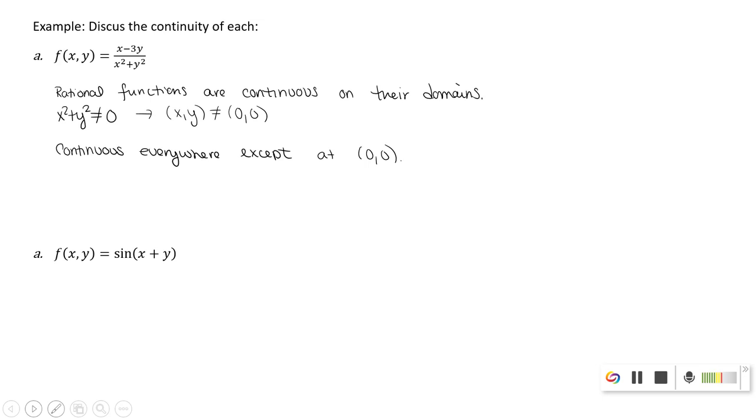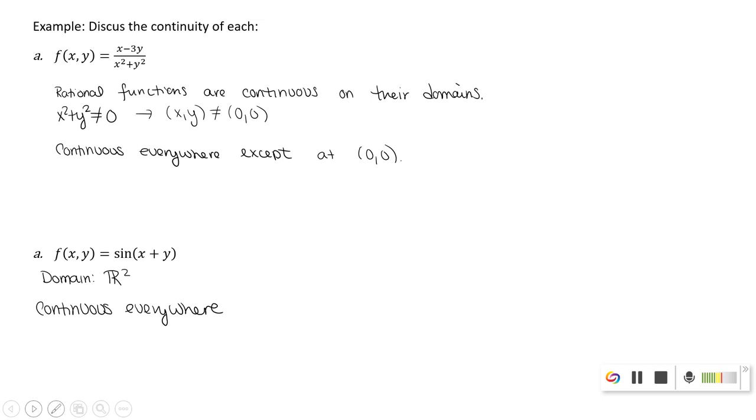My second example is the function f of x, y equals sine of x plus y. Where is that function continuous? This is just a sine wave. So what's the domain of a sine wave? Well, the domain would be all real numbers, and I put an R2 there to indicate that the domain is a set of x's and y's. It's a plane, so our domain is all real numbers, and that means this particular function is continuous everywhere.